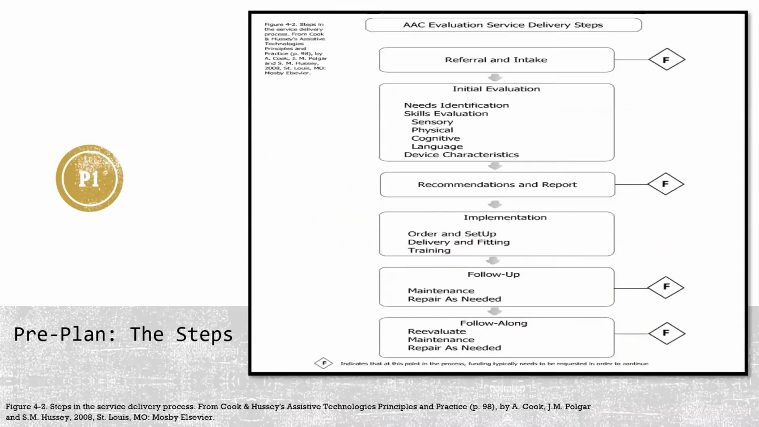So whenever we're going through this pre-plan part of the 5 Ps, I always try to connect the academics to the clinical practice for our students. And so I refer them back to their AAC course, and the book that we use in our course here is Cook and Hussey's Assistive Technologies, Principles and Practices. And they have this great flow chart. I usually go through this with the students, and we look at this flow chart and say, okay, this is where we are in this process.